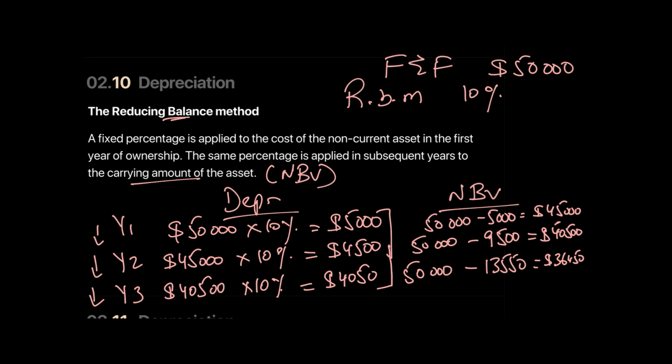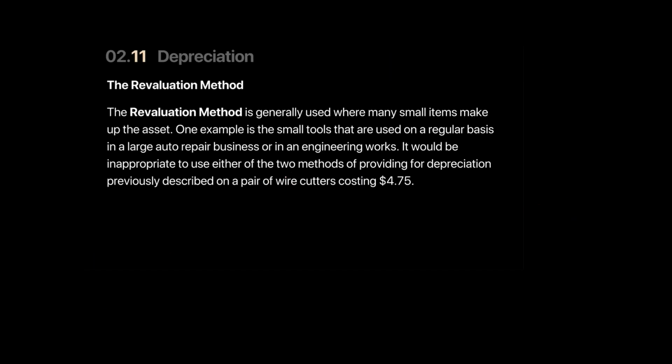Let's also briefly discuss the last method, called the revaluation method. Okay, so the last method, the revaluation method, is usually used when there are small items that make up your asset, where you obviously cannot use the straight line or reducing balance method. An example would be assets such as loose tools or auto repair parts or wire cutting. Now, how do you calculate depreciation? So all we have to do is compare the starting value versus the ending value.